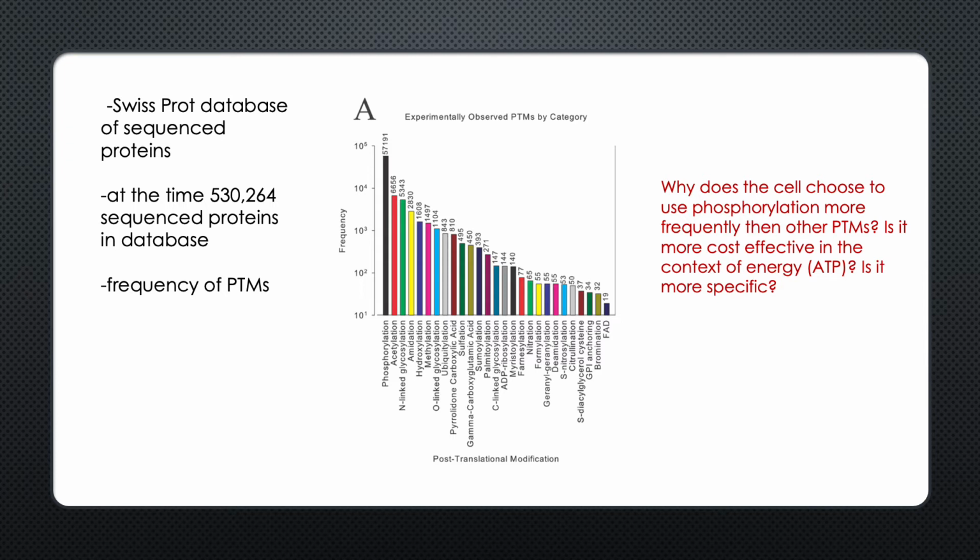In this diagram here, there was a published paper in Nature that took an analytical look at the SwissProt database, which is a database of sequenced proteins. They wanted to take a look at the approximately 530,000 sequenced proteins and establish a rate for post-translational modifications. And what they found is that phosphorylation had the highest rate. So at face value, I believe you could ask the question as to why the cell is choosing phosphorylation as a mechanism over these others.